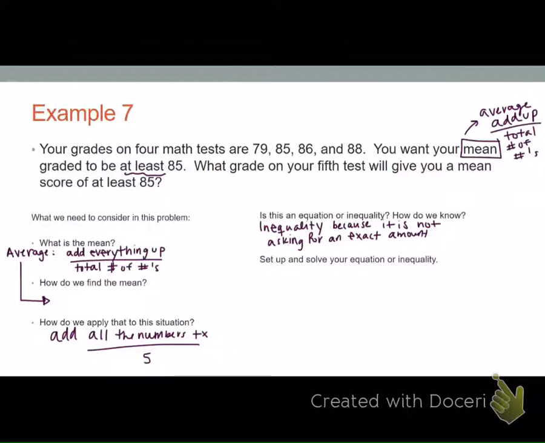Set up an equation or an inequality to solve. So we already know we're going to add up all of the current test scores plus x and divide it by 5. Tanari told us that earlier. And we want our grade to be greater than or equal to 85.